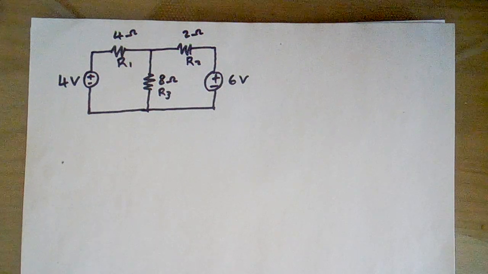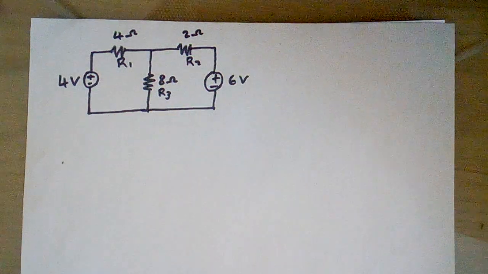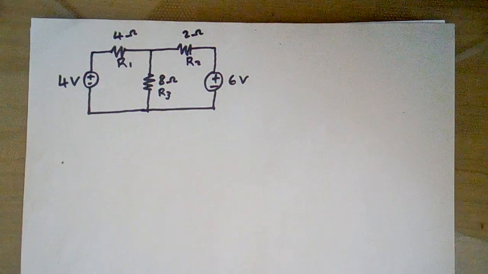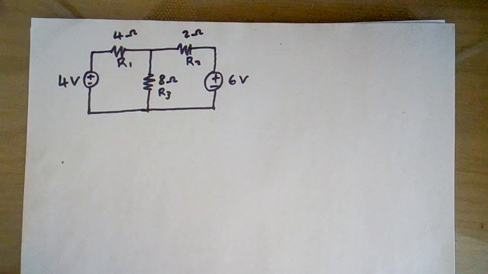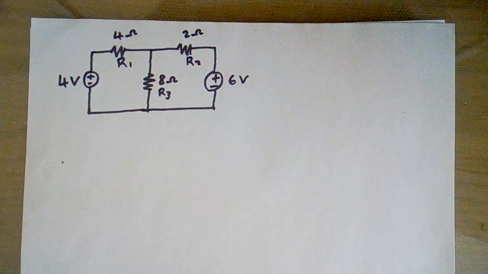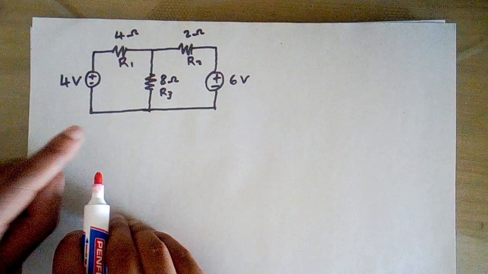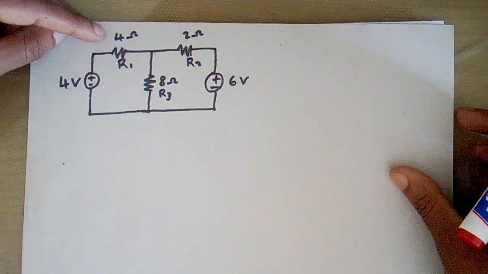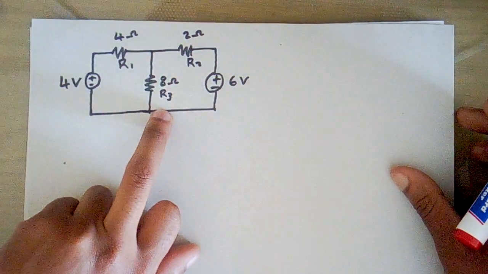Today's lesson is about finding the current flow in each resistor and the voltage across each resistor using Kirchhoff's law. So we're going to label the polarity and also the direction of the current. As you can see, in our circuit we have R1, which is 4 ohms, R2, which is 2 ohms, and R3, which is 8 ohms.